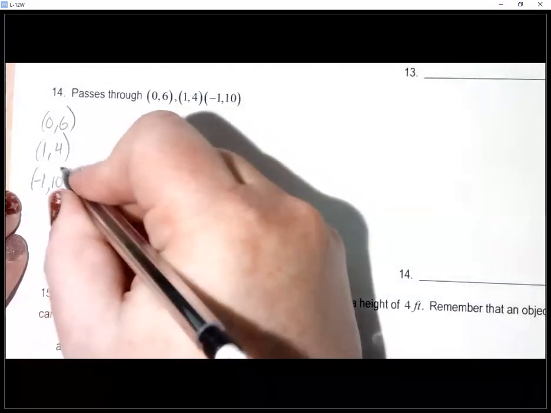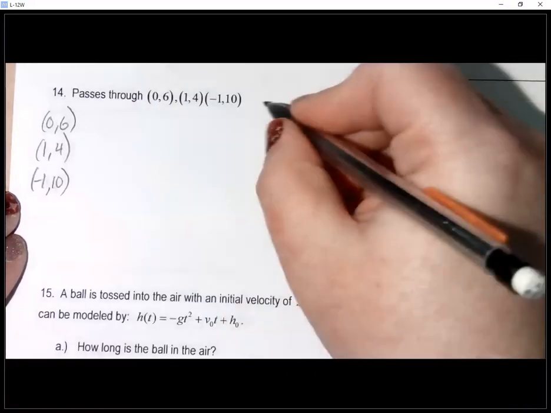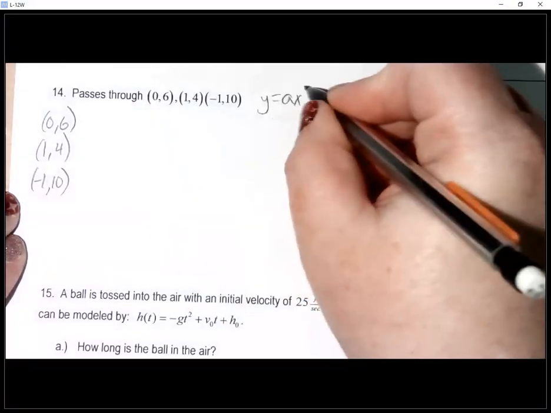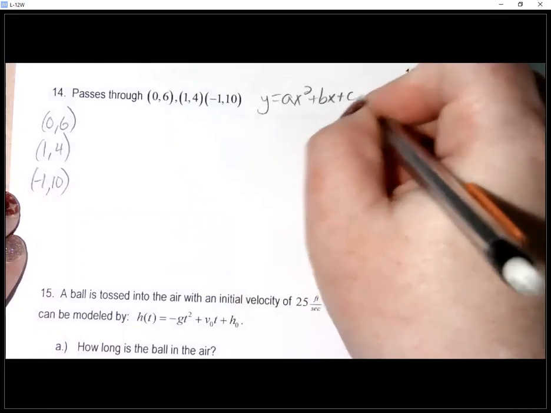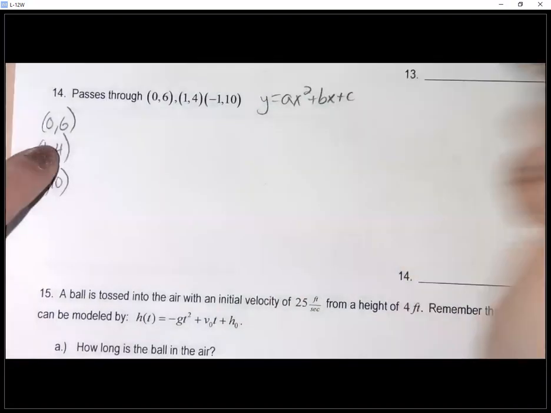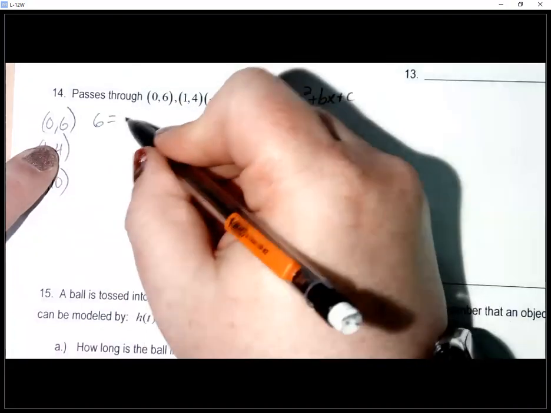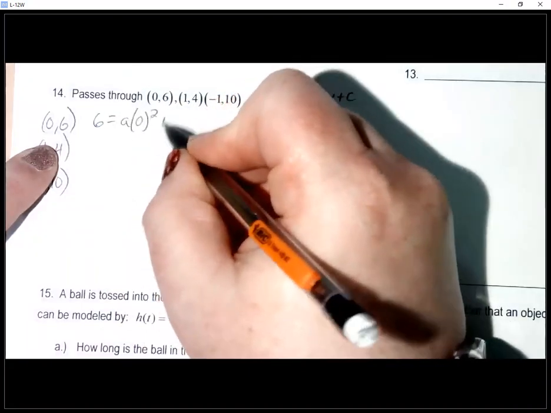So recall what you're doing when you have 3 points. You're using this equation, y = ax squared plus bx plus c, and you're going to plug in X and Y for each of the 3 points to create a new equation. So the first one would look like 6 = A times 0 squared plus B times 0 plus C.